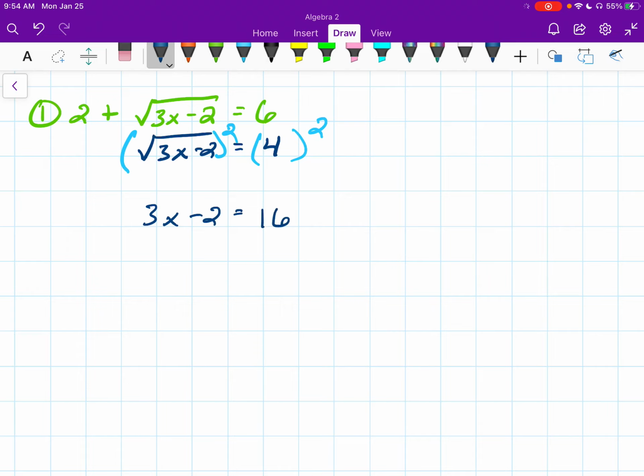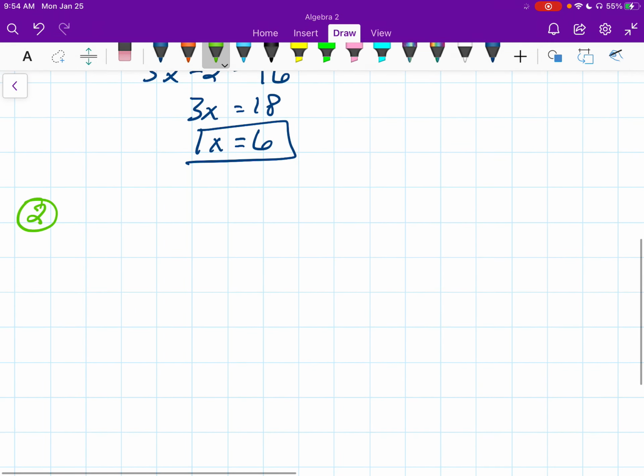Now we solve it just like any other two-step linear equation. So we add the 2 over, and then we'll have 3x is 18, and x is 6. That's that. Let's do a couple more of these.